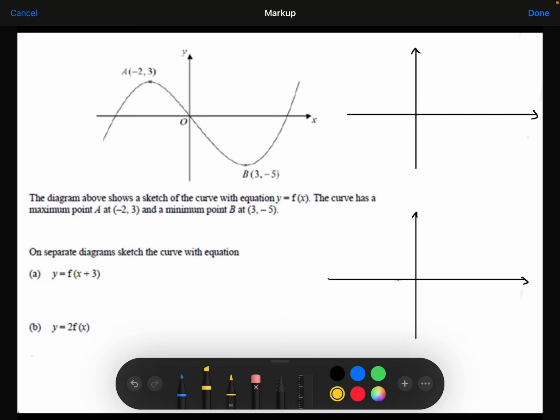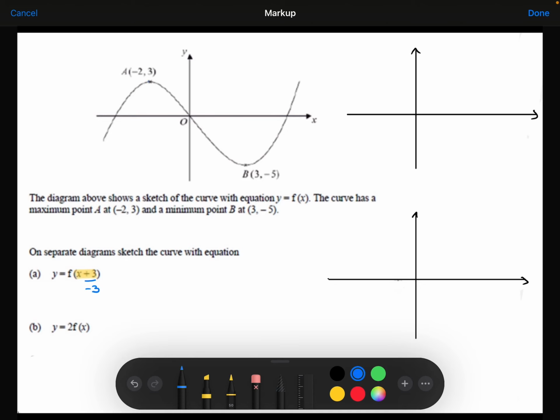So we have an x plus 3 on the inside of the function there. Because the plus 3 is on the inside of the function, we know that it is only going to affect the x coordinates, and we're going to do the opposite. So instead of adding 3 to the x coordinates, we are going to subtract 3 from each of the x coordinates.